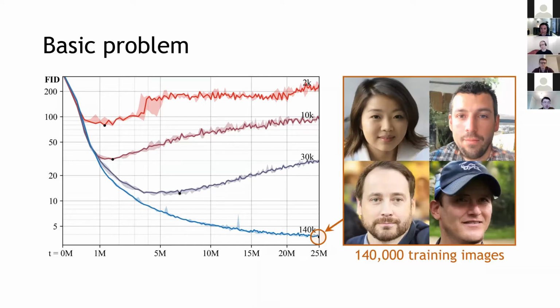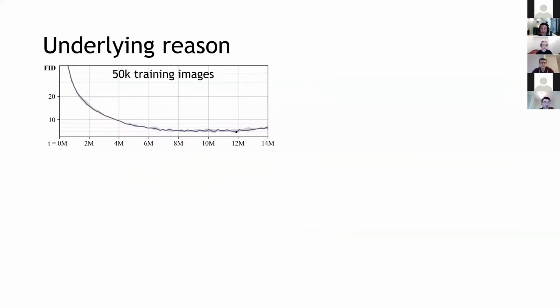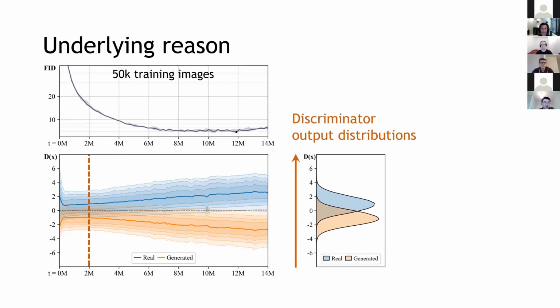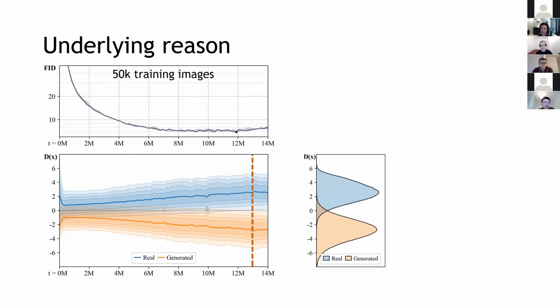Let's take a closer look at one of these cases. The bottom plot here shows how the outputs of the discriminator behave over the course of training. Each vertical slice corresponds to a histogram where positive values indicate that the discriminator thinks a given image to be real and negative indicates that it thinks it's generated. We can see that as time goes by, the two distributions are slowly drifting apart, meaning that the discriminator is seemingly getting better and more confident in its predictions.